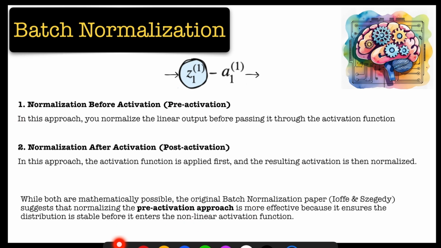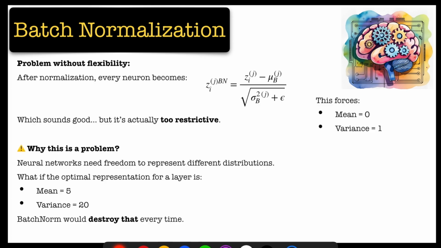We can do both, normalization before activation and normalization after activation. Both are mathematically possible, but the original batch normalization paper suggests that the pre-activation approach, the first approach here, is more effective because it ensures the distribution is stable before it enters the nonlinear activation function. Now, why does this happen? So in this Z thing, right?